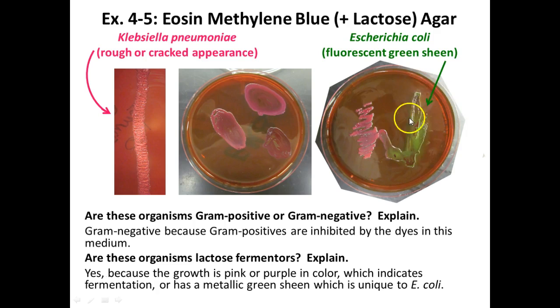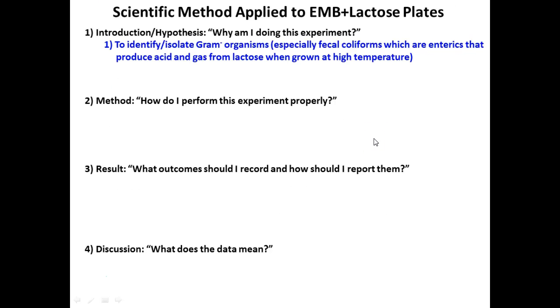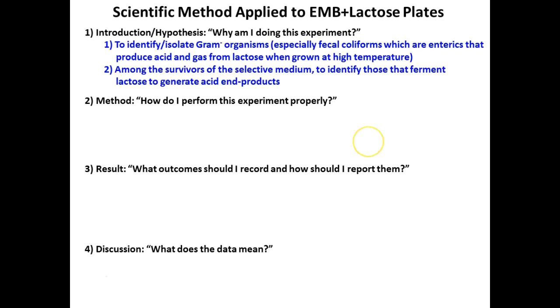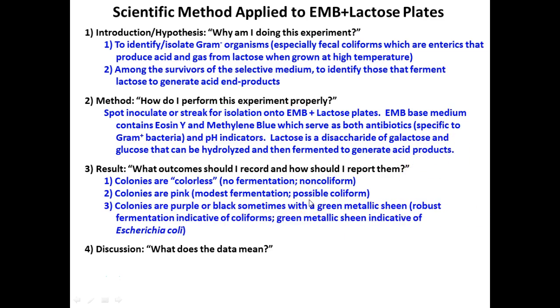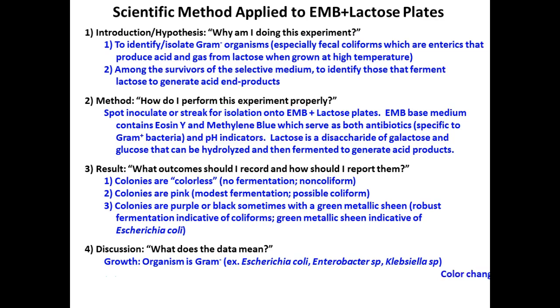And then, of course, the E. coli, as I said, that fluorescent green sheen. That's really pretty. So why do we do this? We want to isolate, right, identify gram-negative. So if you had a gram-positive, it shouldn't have grown on these plates. The dyes will kill it. If it survives, we then can ask the question, can it ferment lactose, right? So we spot inoculated, right? Colorless colonies, no fermentation, probably not a coliform. Pink, modest fermentation, maybe a coliform. Purple or black or sometimes metallic green, very robust fermentation, usually a coliform. One of the major ones that does this is E. coli. So growth, again, means gram-negative, and then the degrees of color change determine the amount of fermentation that happens.